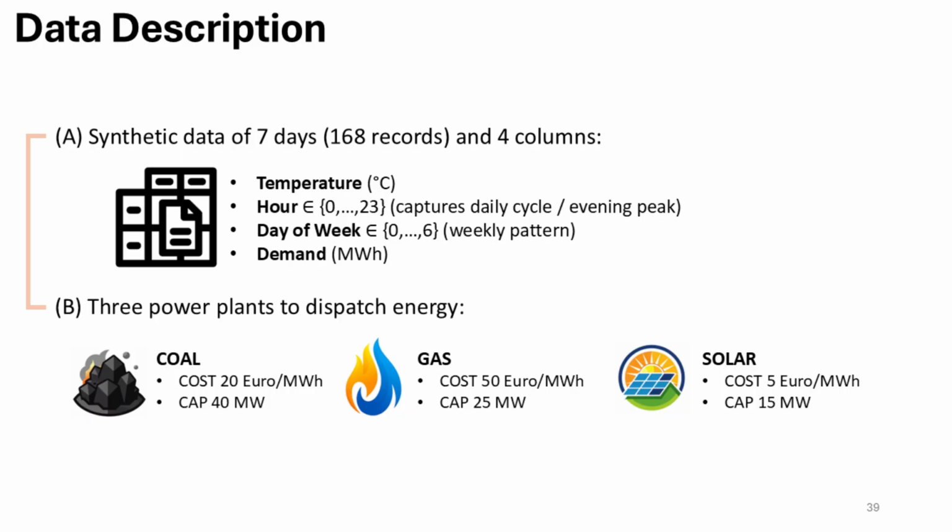Coal power. This serves as our mid-range option. It provides a significant capacity of 40 megawatts at a moderate cost of €20 per megawatt hour. Gas power. This is our most expensive peaker plant. At €50 per megawatt hour, it's costly to run. But with a 25 megawatt capacity, it's there to ensure we can meet demand when the cheaper sources hit their limits. Our objective in Gurobi will be to balance these 3 plants to satisfy the residential demand at the lowest possible cost.